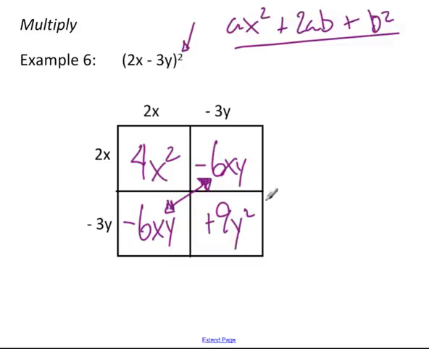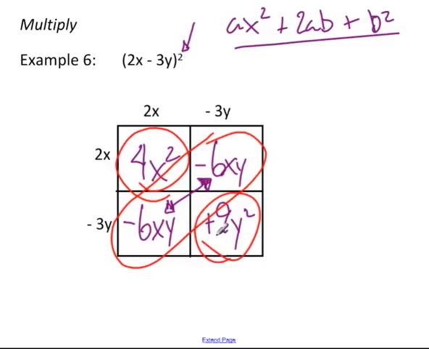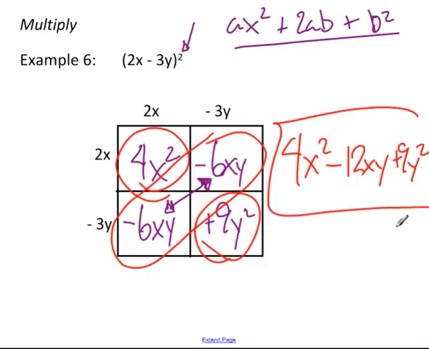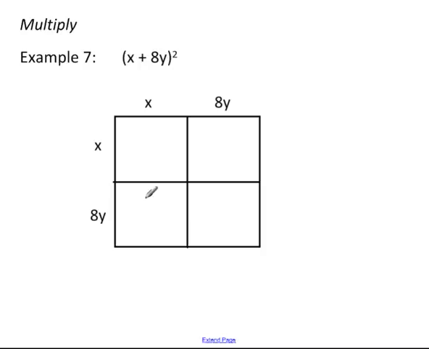Alright, so these are the two that are going to go together. These guys are just hanging out, so I got 4x squared. That's going to get me minus 12xy and plus 9y squared. Fantastic. Alright. Number 7, go ahead and give that one a try on your own.